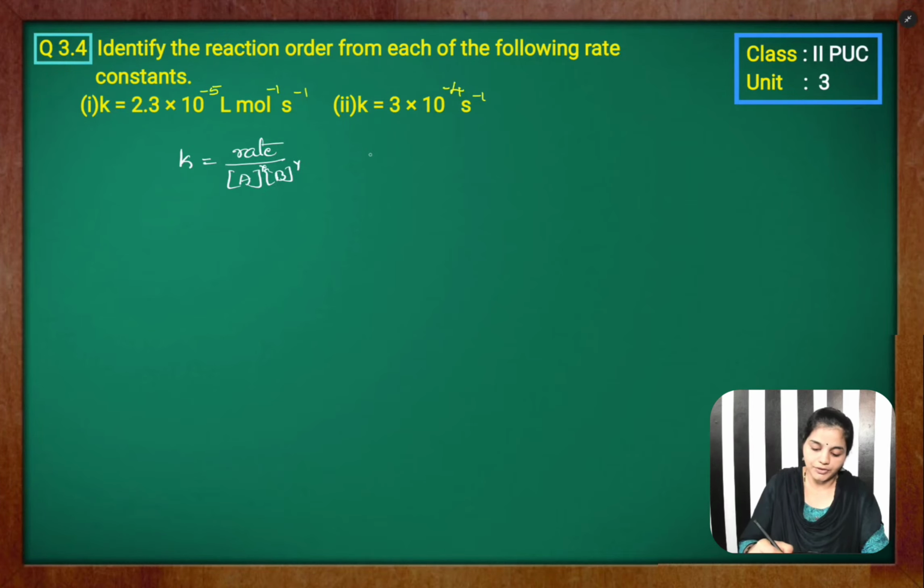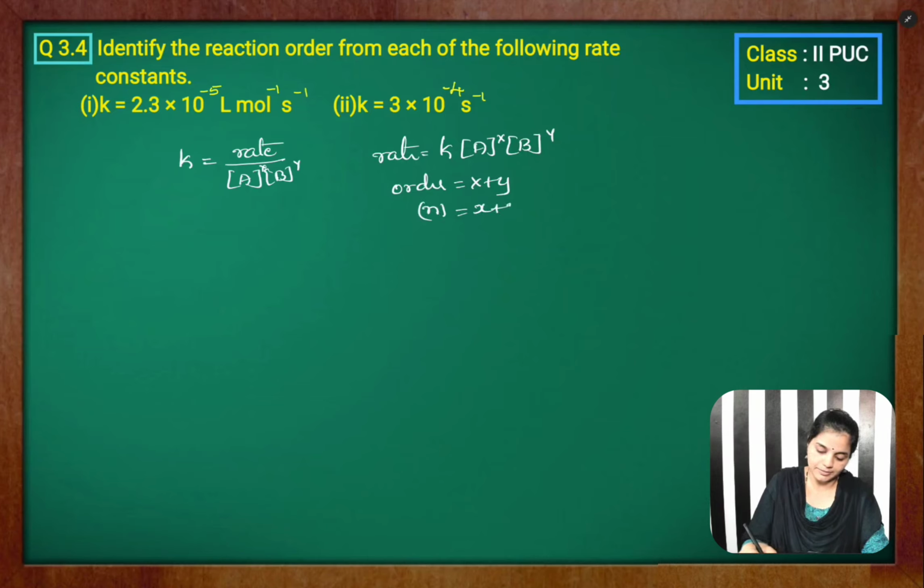This is written from the rate law that we have: rate is equal to K into concentration of A raised to X and concentration of B raised to Y. We know that the order of the reaction is X plus Y, and this order I'll write as N, which is equal to X plus Y.